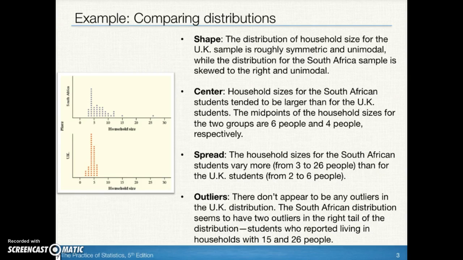For additional practice in comparing distributions, try exercise 43.